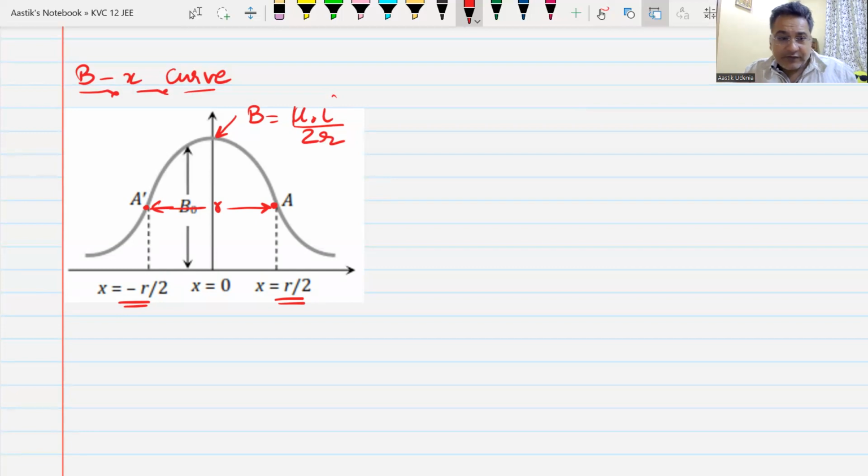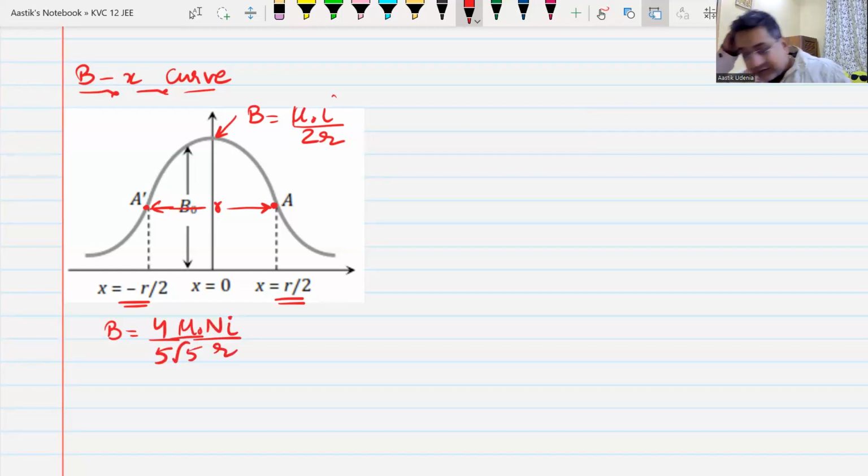Okay, what you have to note down: at this point we have already given the magnetic field, but again you can write the magnetic field in the original form. In the original form, the magnetic field is 4 by 5 root 5 mu naught Ni by r. This is the magnetic field at this point. At both the points the magnetic field is the same, and because of these points of inflection, we have an arrangement which is known as the Helmholtz coil.